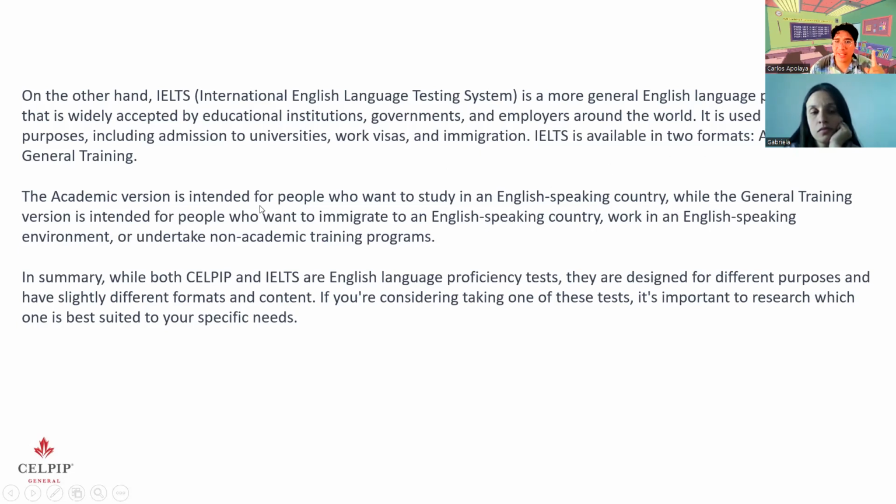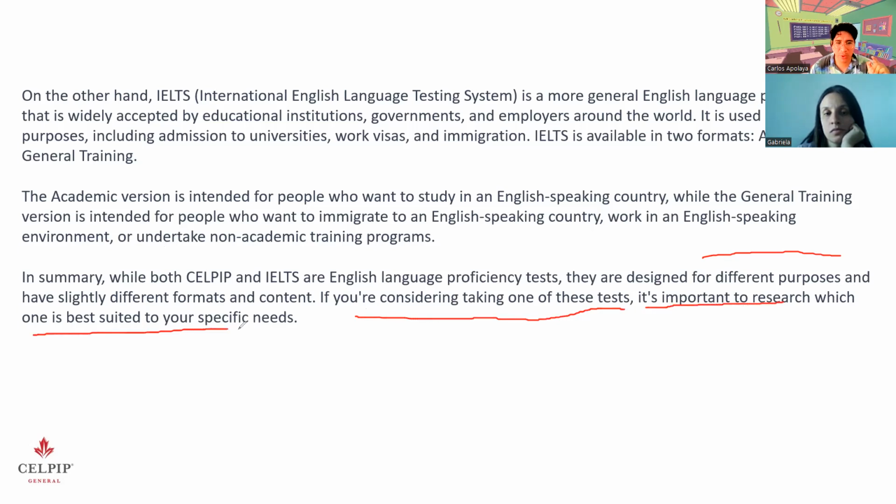The academic version is intended for people who want to study English in an English-speaking country, while the general training version is intended for people who want to immigrate to an English-speaking country, work in an English-speaking environment, or undertake non-academic training programs. In summary, while both CELPIP and IELTS are English language proficiency tests, they are designed for different purposes and have slightly different formats and content. If you are considering taking one of these tests, it's important to research which one is best suited for your specific needs.